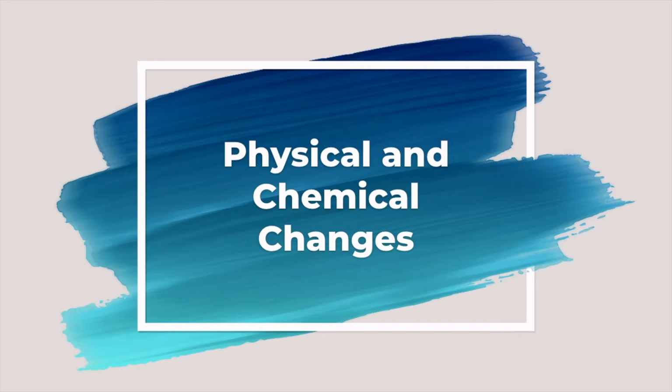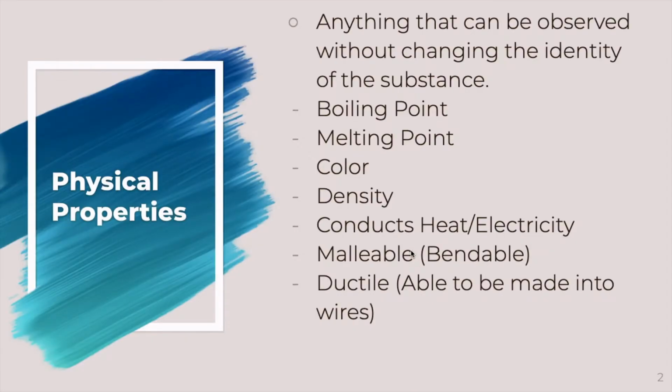But today we're going to talk about physical and chemical changes. But first, we have to talk about what is a physical property. So I hope you know what the word physical means. Physical is something that can be observed without changing the identity of the substance. A property is something that is special or unique to that object. So, for instance, some examples are going to be the boiling point and melting point. So, we know that the boiling point of water is 100 degrees Fahrenheit. We know the melting point of water.